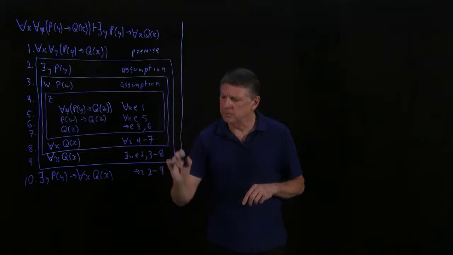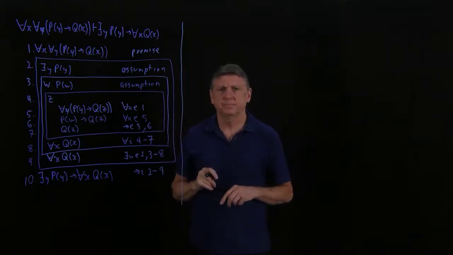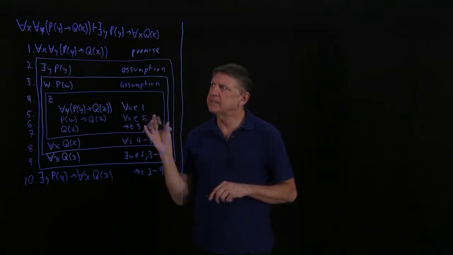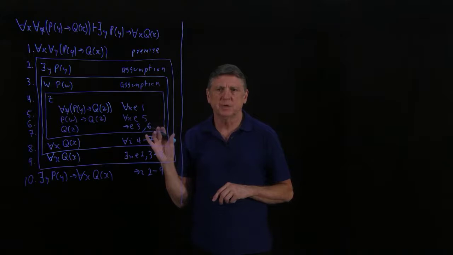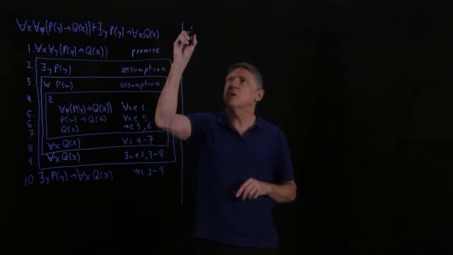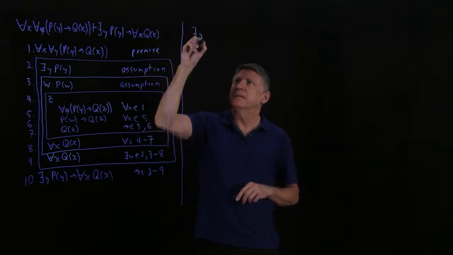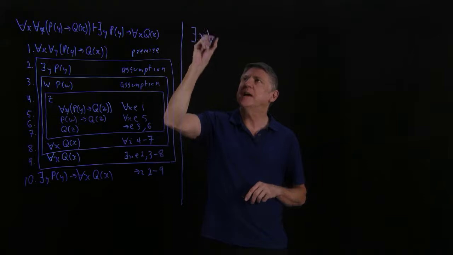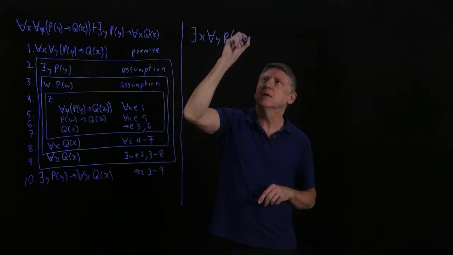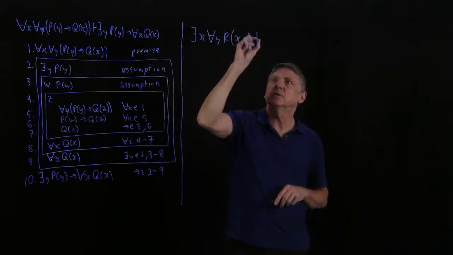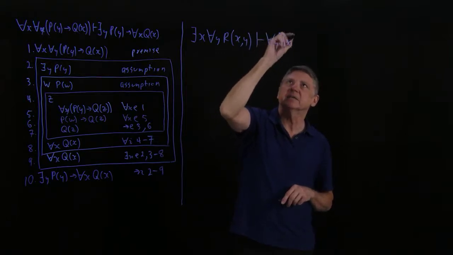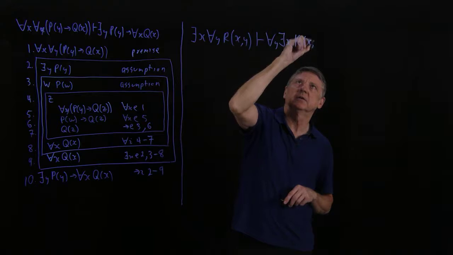That was worthwhile, wasn't it? Well, let's try another one. Let's see if there's one way in which existential and universal quantifiers commute. They don't always commute, but there are some cases where they do. So let's try to say if there's an x such that for all y there's a relation between x and y, I can conclude that for all y there exists an x such that that relation holds.